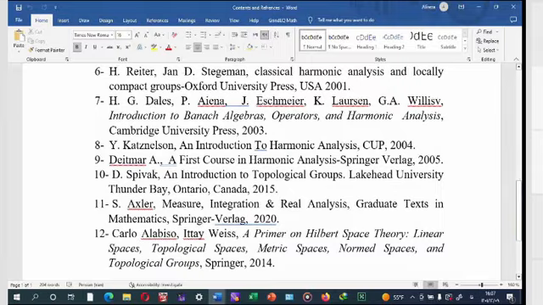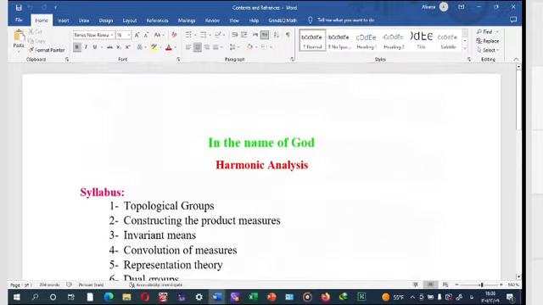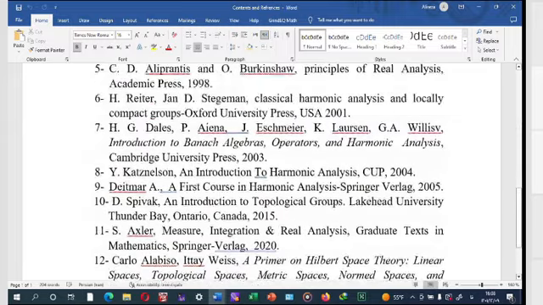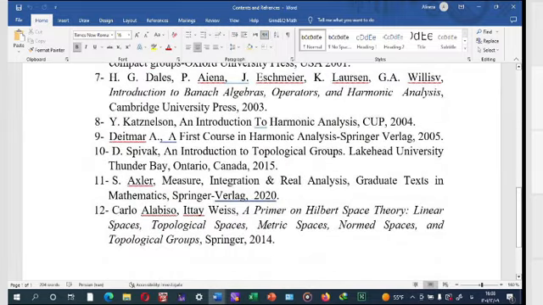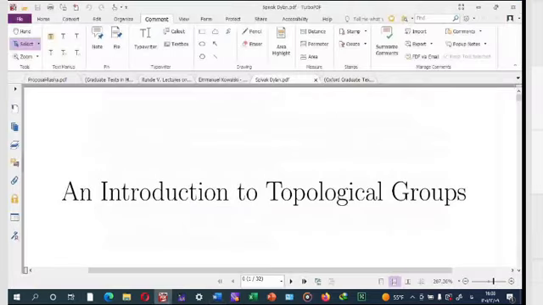I begin reference 10, an introduction to topological groups, written by S.P. Bach. In the following we see some concepts from other books. For these topics, topological groups, we use reference number 10. An introduction to topological groups. And this is this book.